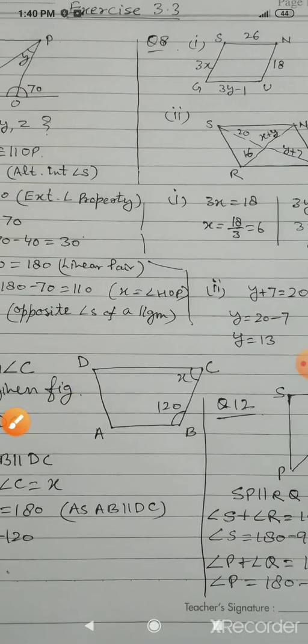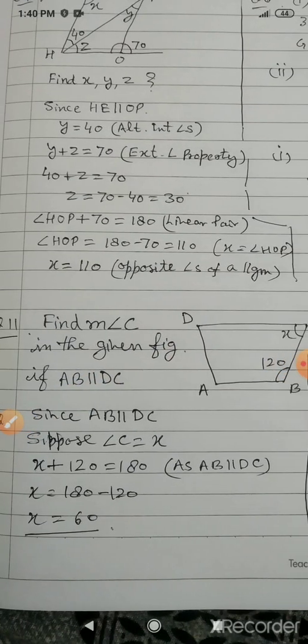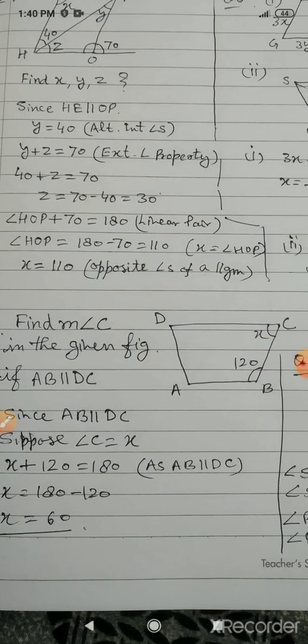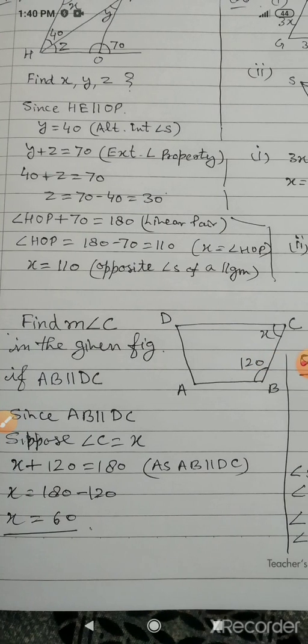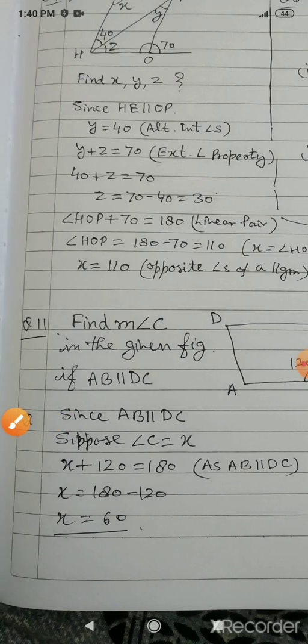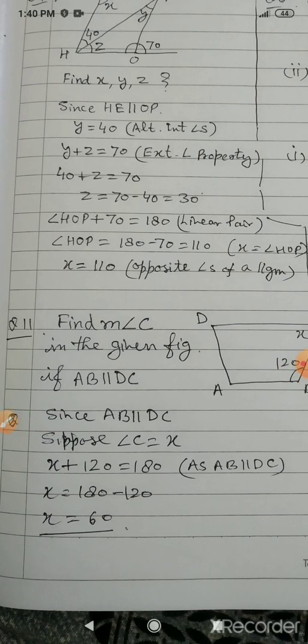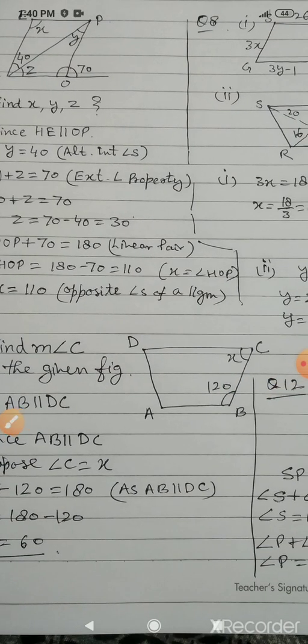Now I am taking your question number 11. Here a figure is given and it is not mentioned what type of figure this is. Only given that AB is parallel to DC. So you can say it is a trapezium, as we know that if one pair of opposite sides is parallel, then it is a trapezium. And you have to find the angle x. You have to find the angle C, or you can say x.